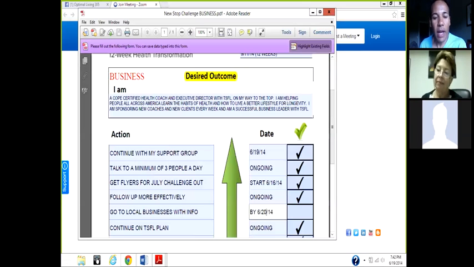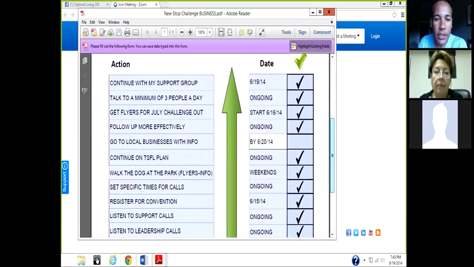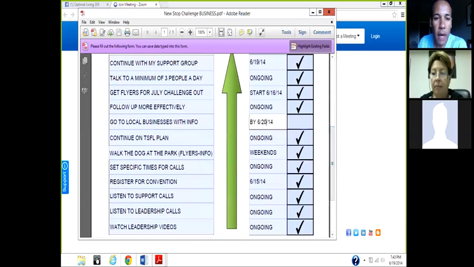And then when it comes to your action steps, if we take a look here, I'm going to just move my little camera here so I can see it. So you've got continue with your support group. Is this the support group that you're talking about, or is it a different one? Well, this is the one I'm talking about. Okay, great. And you say talk to a minimum of 3 people a day. Yes. There's another chart you could use in that case.